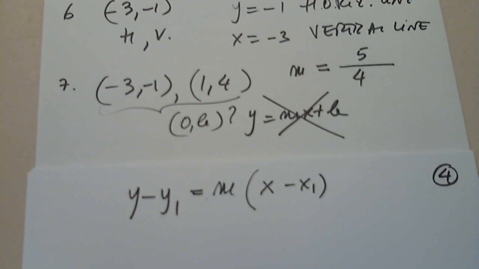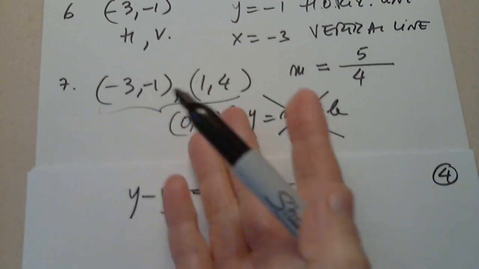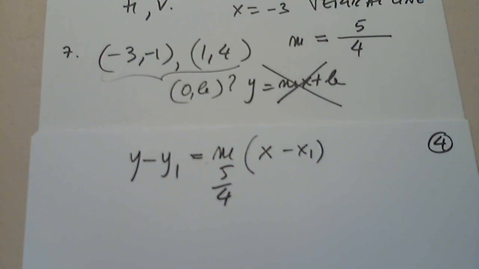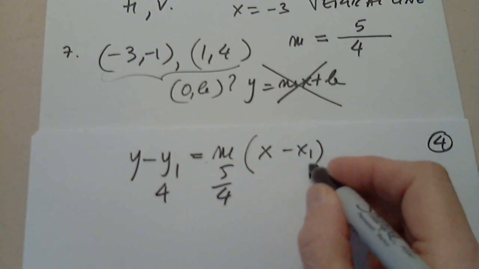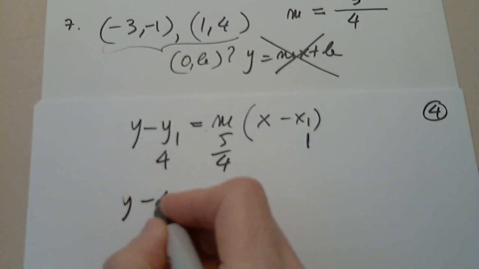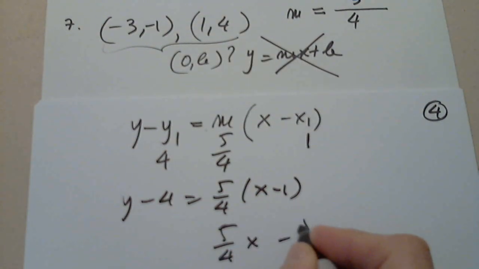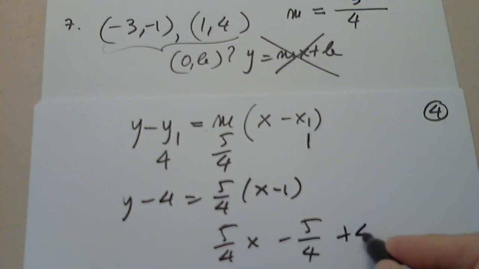Good. So we enter 5/4. Which point do you prefer? It doesn't matter. We always have to solve for y, unless specified otherwise. Which point would you like to use? The first or the second? We can use the second one. Okay, very good. So I have 4 here and 1 here. So then I have y minus 4 equals 5/4 times x minus 1.